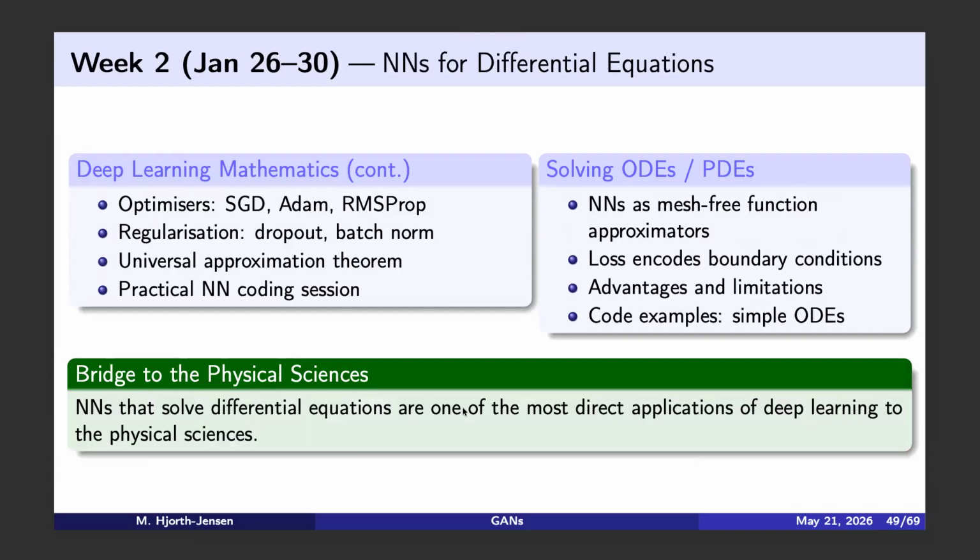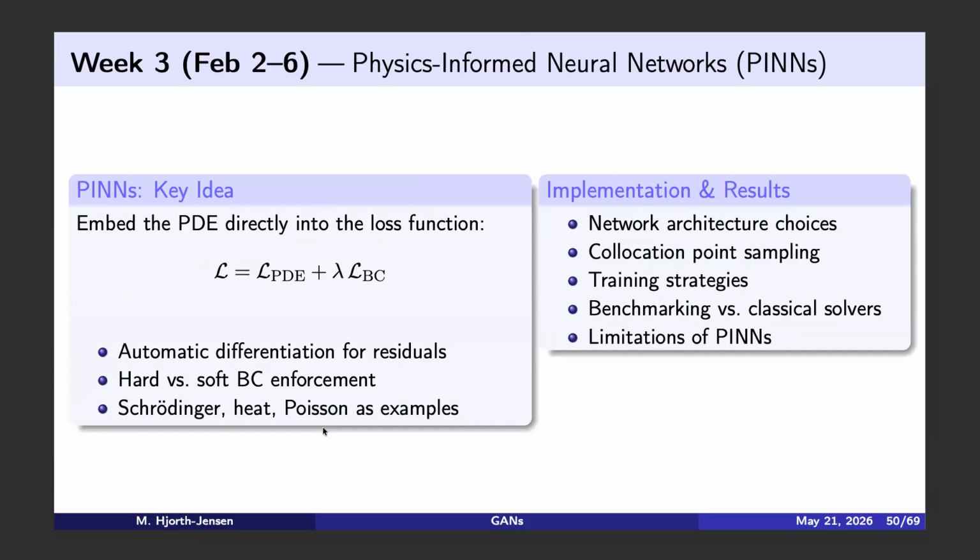But then we went on and linked this with the solution of partial differential equations. I'm a little bit biased here, obviously, but neural networks that solve differential equations are perhaps one of the most direct applications of deep learning to the physical sciences. We looked at physics-informed neural networks. We discussed all these different mathematical entities which enter and define neural networks. With PINNs, we have a typical partial differential equation, which is the difference between the left-hand side and right-hand side, normally squared.